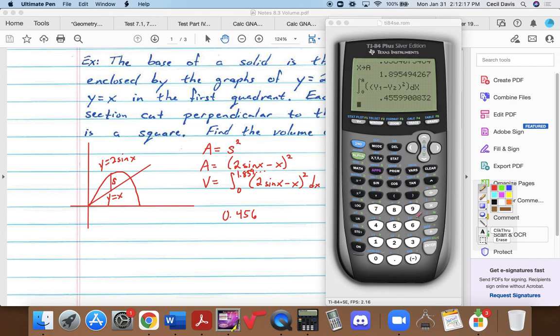All right. And this is one that we couldn't really do by hand, because anytime you've got a trig function with a polynomial, it's almost always one where you're going to need a calculator.